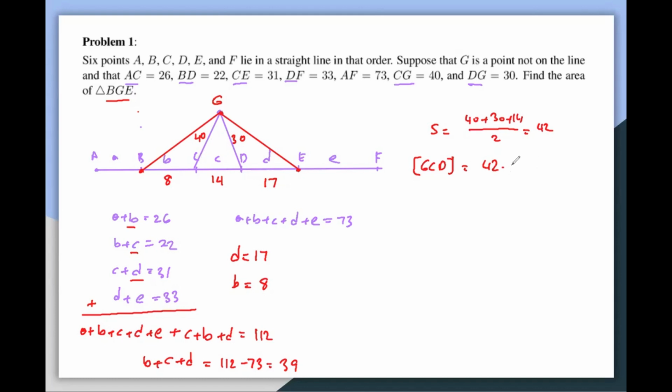So 42 minus 40 will be just 2. 42 minus 30 will be 12, and then minus 14 will be 28. And then we take the square root. We would like to find this number without really multiplying. One thing I can see, I can pull this 6 and 7 separately because people love 6 and 7, right? So this is 6 times 7.